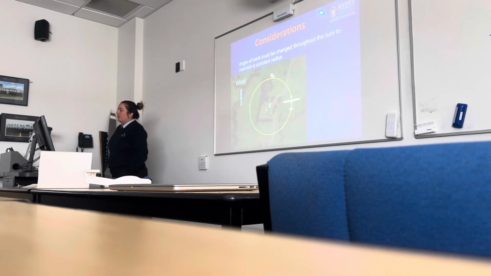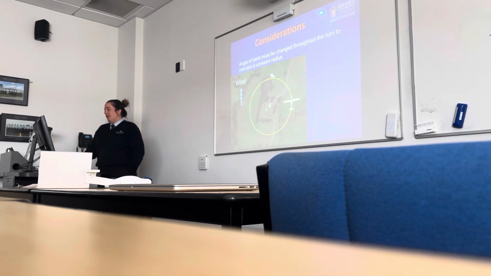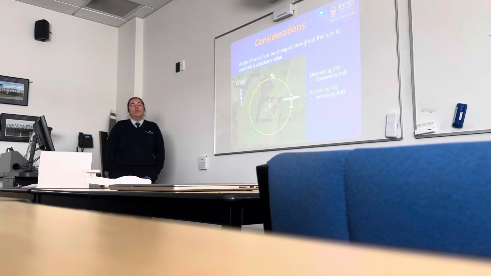So what we need to do is adjust our angle of bank throughout our turn in order to keep that radius constant throughout. Which means with that wind in that picture there, let's just do it as animation. As we come around into a headwind, our ground speed is going to decrease, and as our ground speed decreases, our angle of bank needs to decrease. As we come into a tailwind, our ground speed is going to increase, therefore we need to increase our angle of bank. So that's kind of the golden rule.